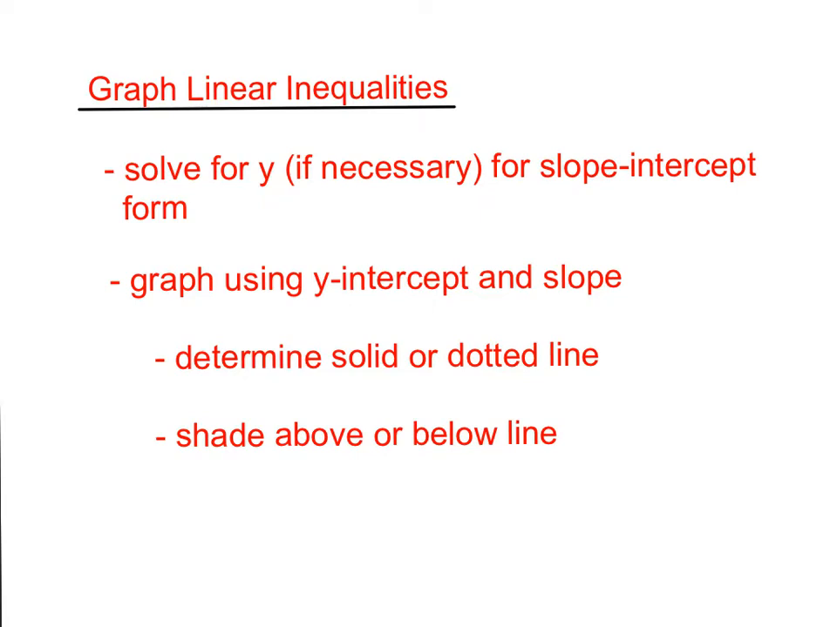Here we have our steps for graphing linear inequalities. You can pause and go ahead and write these in, but basically you're just going to solve for y if necessary, just so that you get that slope-intercept form. You're going to graph using the y-intercept first, plot your y-intercept, and then do your slope. So at this point you're just going to have your points on the graph, and then you have to determine, are you going to have a solid or a dotted line? Again, that will be based off of the inequality, and then you're either going to shade above or shade below the line, and that is also based off of the inequality.